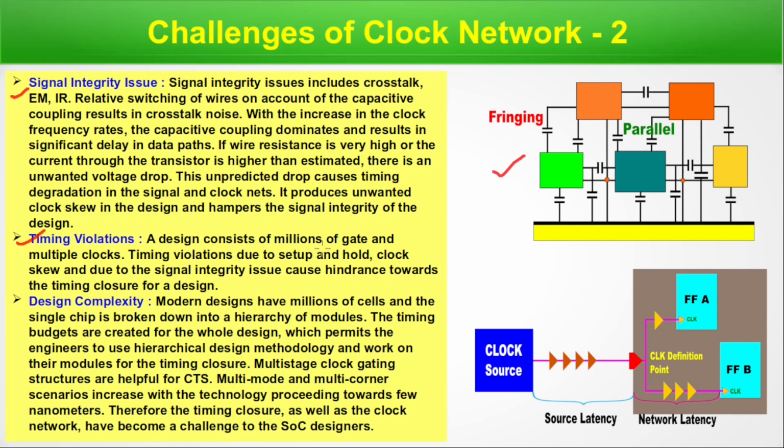Now, timing violations. A design consists of millions of gates and multiple clocks. Timing violations due to setup and hold, clock skew, and due to signal integrity issue cause hindrance towards the timing closure for a design. There are multiple things: millions of gates, very long paths for a signal to traverse, signal integrity issue, setup, hold, clock skew. All these types of timing violations may happen, and we have to take care. So these are the biggest challenge for a proper timing closure of a design.